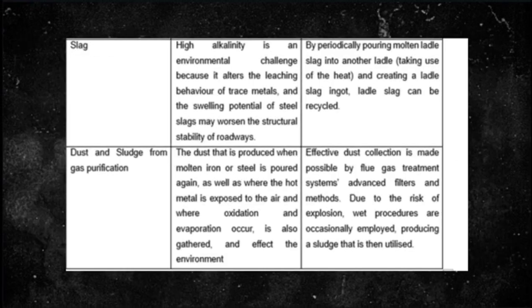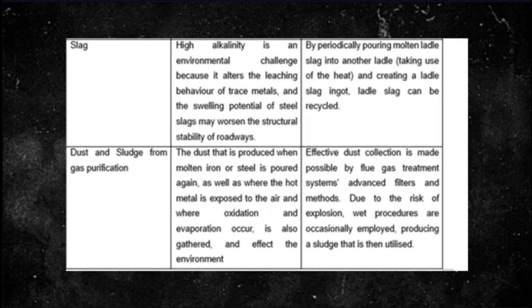Third, the effect of waste like slag: high alkalinity is an environmental challenge because it alters the leaching behavior of trace metals, and the swelling potential of steel slag may worsen the structural stability of roadways. For the waste control, by periodically pouring molten slag into another container, taking advantage of the heat, and creating a slag ingot. Slag can be recycled.